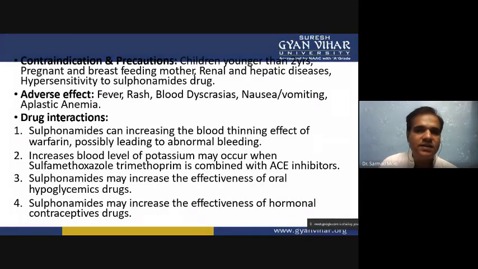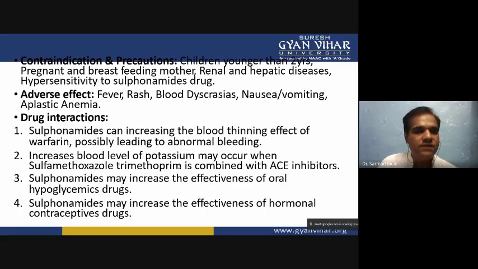So, children younger than 2 years, pregnant and breastfeeding mothers, patients with renal and hepatic disease, and those with hypersensitivity to sulfonamide drugs, we should not give. Again, the mother who is pregnant or breastfeeding, we should not give to them, and small children less than 2 years, we should not give. And those patients who have a renal, hepatic, or hypersensitivity history, we should not give these sulfonamide drugs.